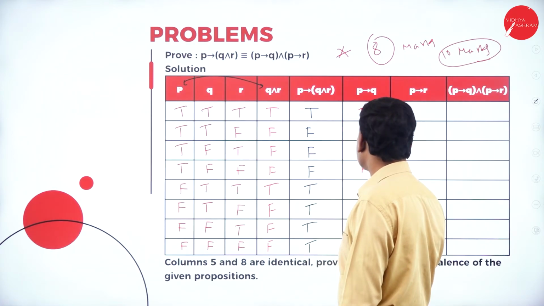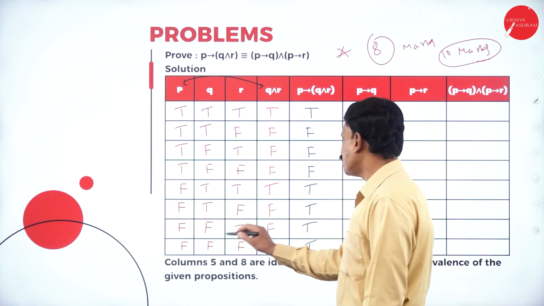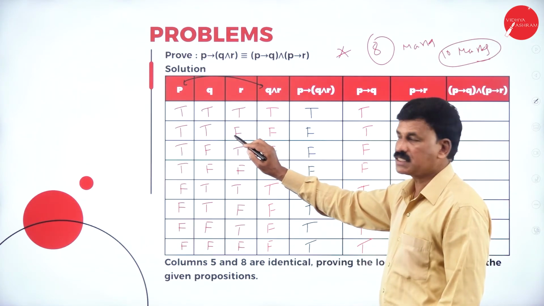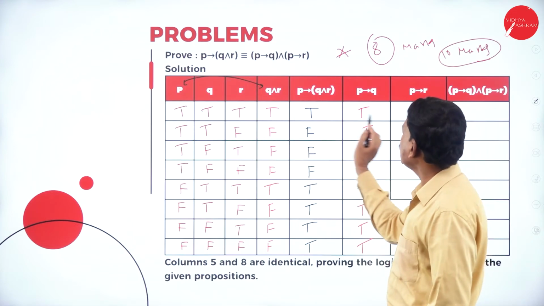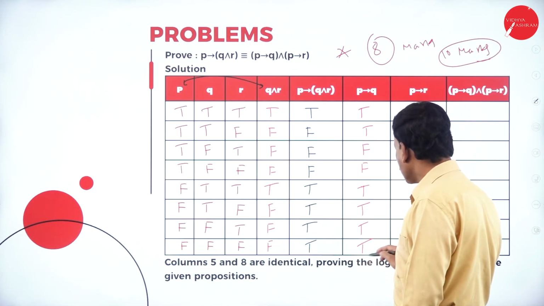Again, false and true is true. False and true is also true. False and false is also true. This is the conditional statement. So, the conditional for P and Q is T and T is T, T and T is T, T and F is F, T and F is F, and the remaining are all true.